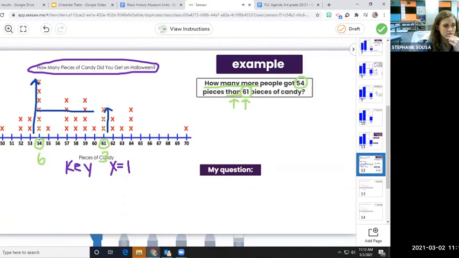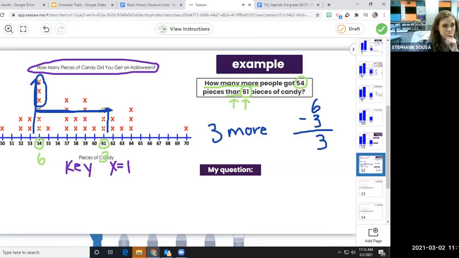I can look at where they are equal on the graph. They both have 3 students. And then I can check out how many X's are extra, how many more X's there are. Or I can subtract 6 students minus 3 students. We get a difference of 3. So there are 3 more people who received 54 pieces of candy compared to 61 pieces of candy.